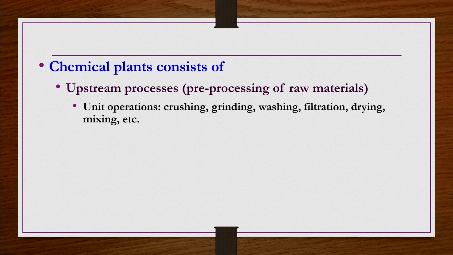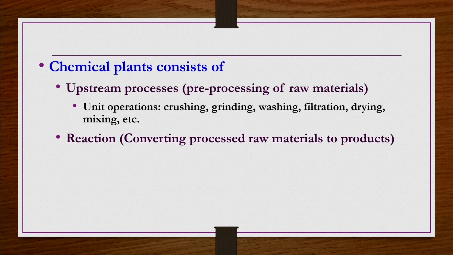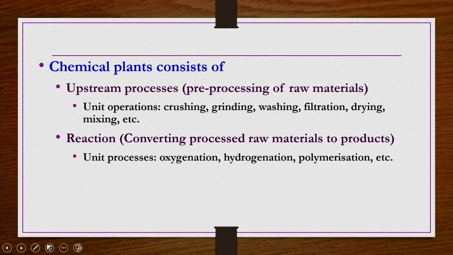Then, once the pre-processed raw material is ready for the reaction, you can take it to the reaction section, where the reaction takes place in the reactor. This is where the conversion of the processed raw materials to products takes place, right. The reactions occurring here are in general described by the term unit processes. In the unit processes we have reactions such as oxidation, hydrogenation, polymerization, etc., right.